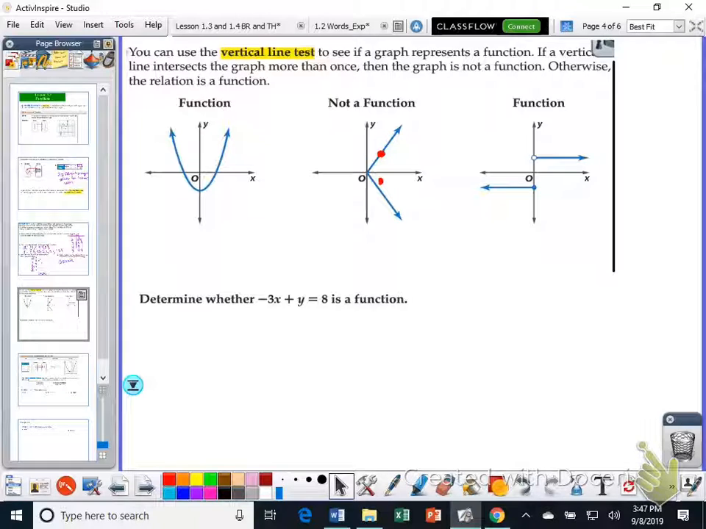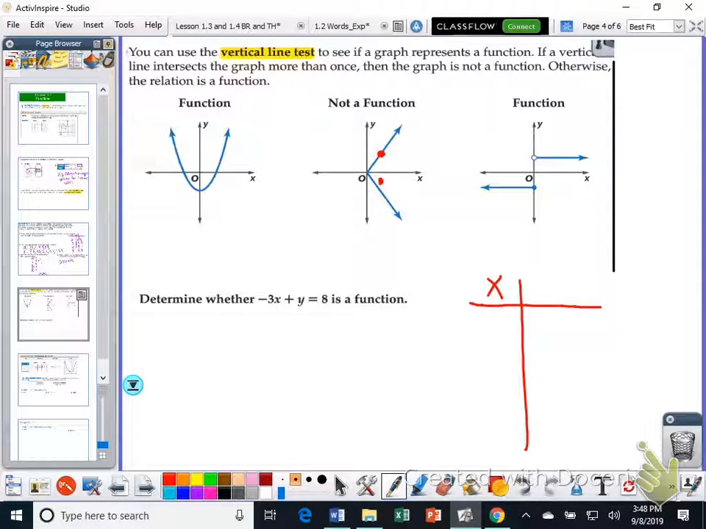We need to determine whether negative 3x plus y equals 8 is a function or not, and you can come up with some x values and some y values if you want to see if it equals 8, or you could, like I said, just come up with some x values.